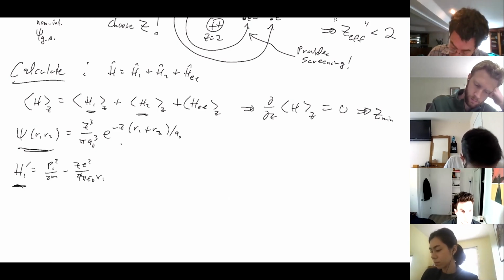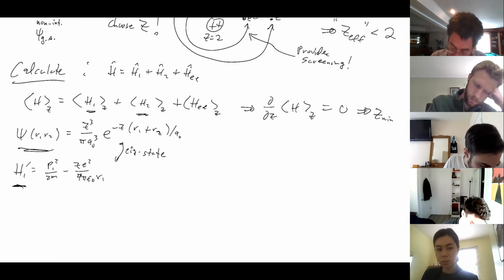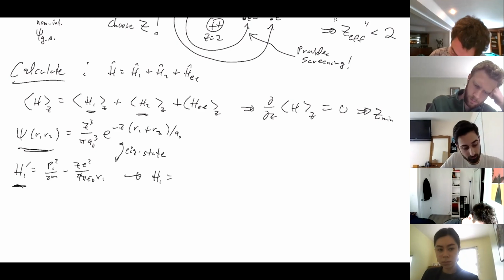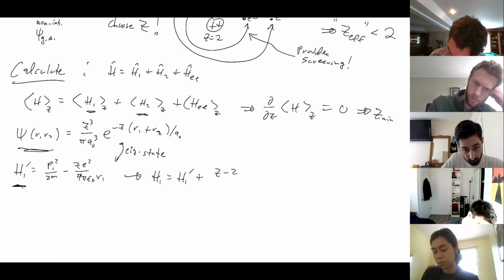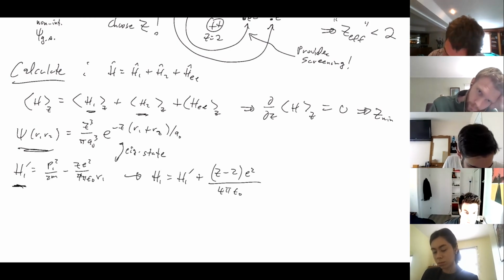It's an eigenstate of that, where z is a variable. And so now here's the cute thing. Let's notice that H1 is equal to H1 prime plus (z minus 2) e squared over 4 pi epsilon naught r1. And this is just a mathematical trick.